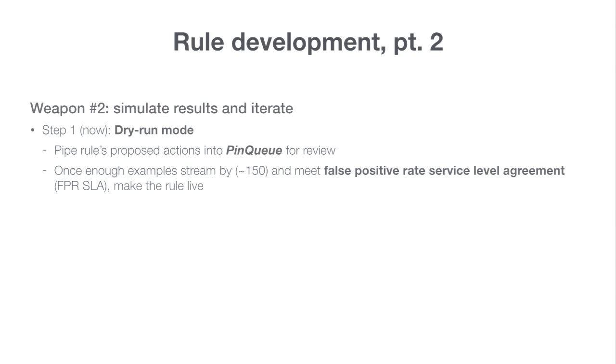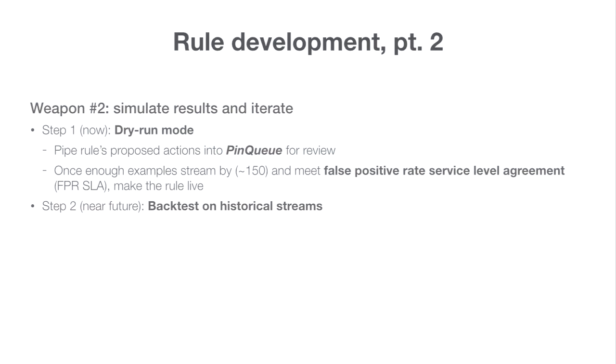Then once enough of those stream by, and we've determined that our false positive rate, the rate at which we're saying good users are bad, is low enough, then we make the rule live. We do some statistics, and it turns out it's about 150 for our deactivate user. Depending on how bad the action is if you're wrong, you have a different number, so the statistics change. But this has some problems, okay?